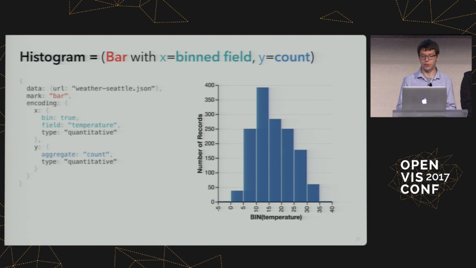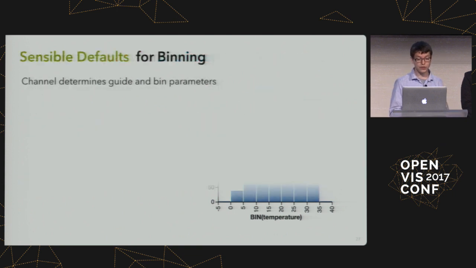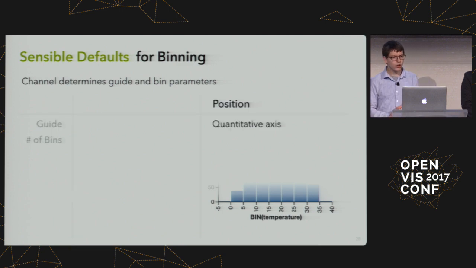To help you make sense of histograms, Vega-Lite uses a binning algorithm to discretize the quantitative data in a human understandable way. Beyond that, Vega-Lite also determines sensible defaults to parameterize the binning. In the histogram, we bin the x-axis with a positional channel. Instead of showing an ordinal x-axis, Vega-Lite created a quantitative axis as the guide. We know from the visualization literature dating back to Cleveland and McGill that position is highly discriminable. And because of that, we can use a large number of bins.